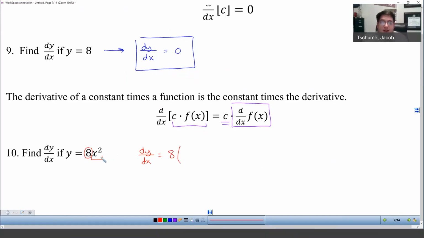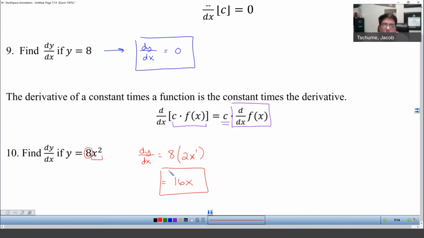The derivative of x squared, you can use the power rule for. So you would bring the 2 to the front, you would leave the x alone, and you would subtract 1 from the power to give you 2x to the first. And then from here, you would multiply these two things together, and that would give you 16x. And that is your final answer.